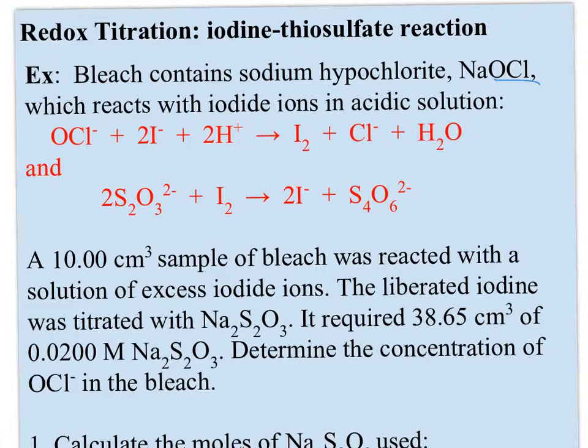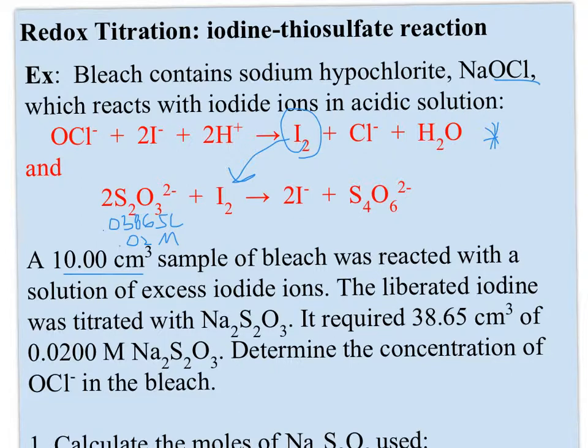So once we have the I2, we can react it with sodium thiosulfate to find out how much I2 there was. So in my example down below here, a 10-centimeter cubed sample of bleach was reacted with a solution of excess iodide ions. So that would be up here. So our bleach, 10 centimeters cubed, was reacted, and it produced some iodine. This iodine that's produced up here is then titrated with the S2O3 ion, and it required 38.65 centimeters cubed, or 0.03865 liters of a 0.02 molar solution. So it says determine the concentration of OCl⁻ in the bleach.